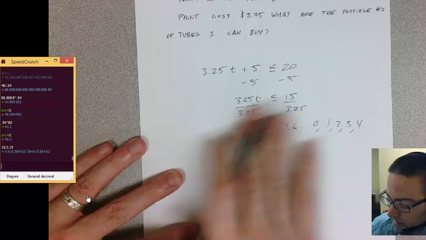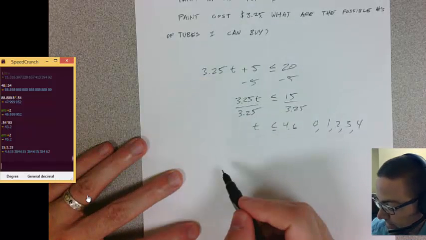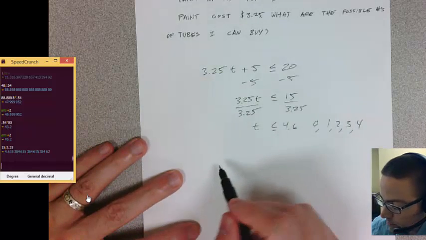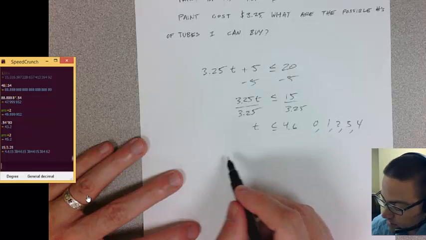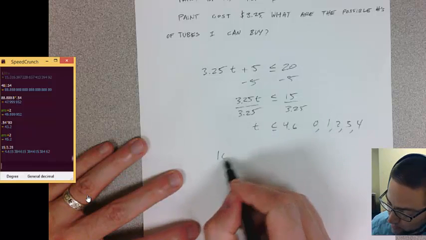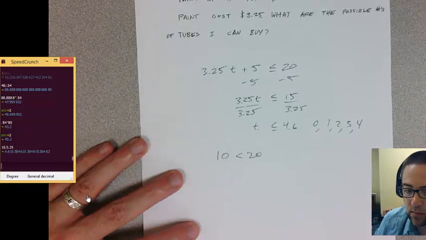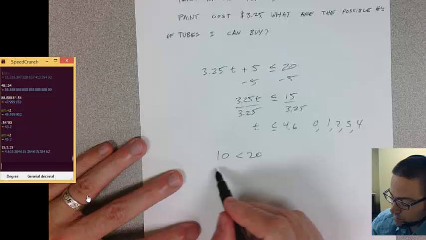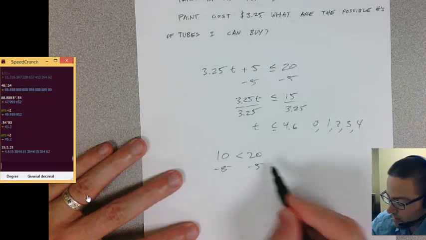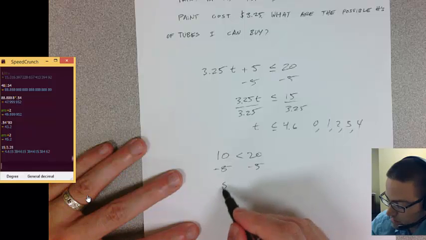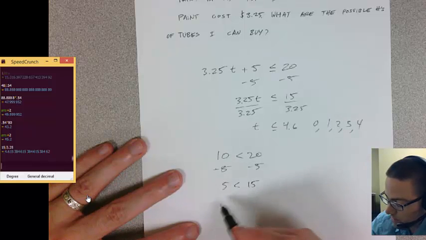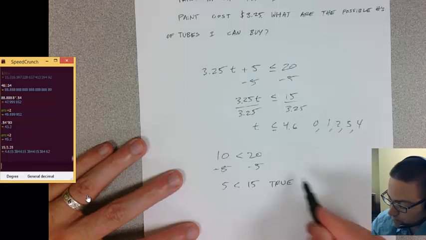We didn't have to do anything differently, but it does happen that when we deal with negative numbers, things get a little bit tricky. So how about if we had 10 is less than 20, a true statement. Now, what if I were to subtract the same quantity from both sides? Let's just subtract 5 from both sides. So this would be 5 is less than 15. And this is still true, right?